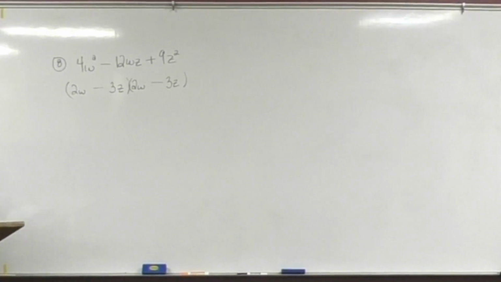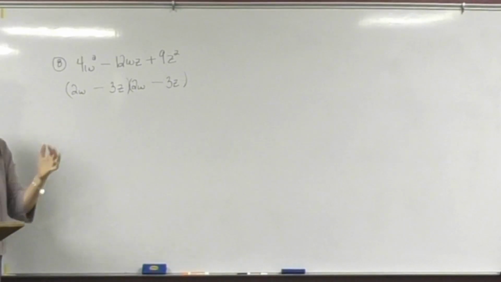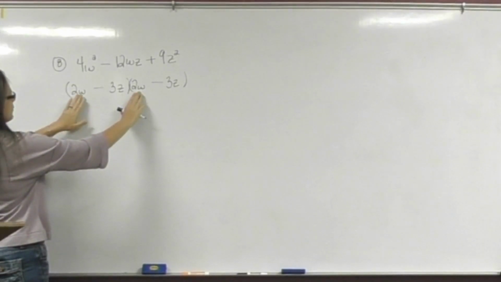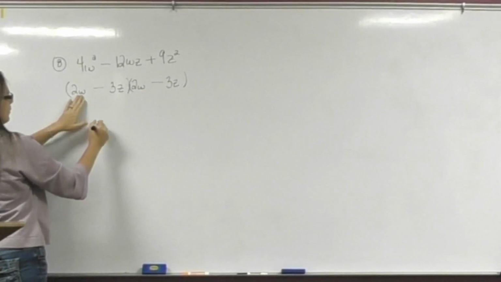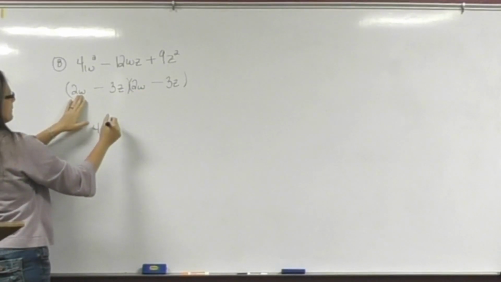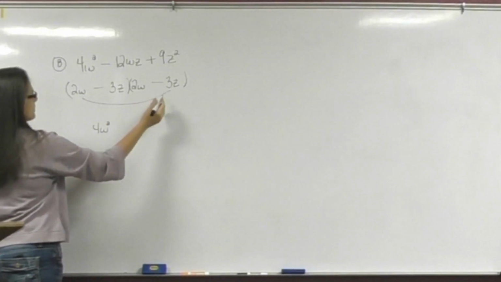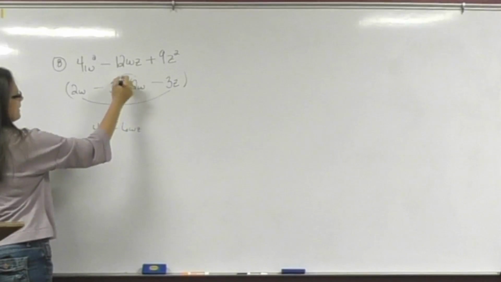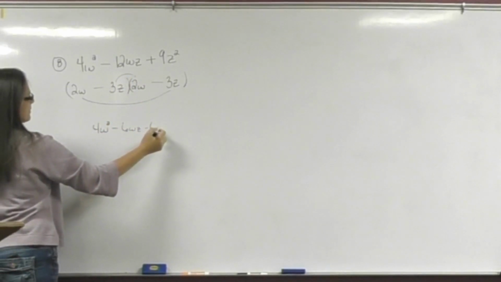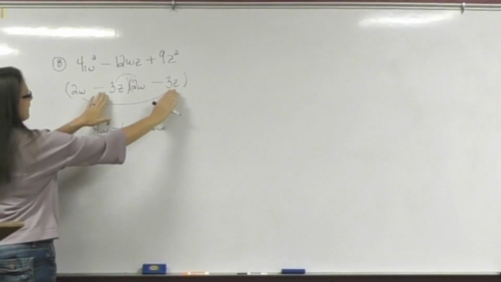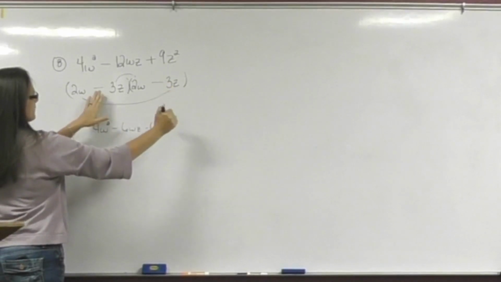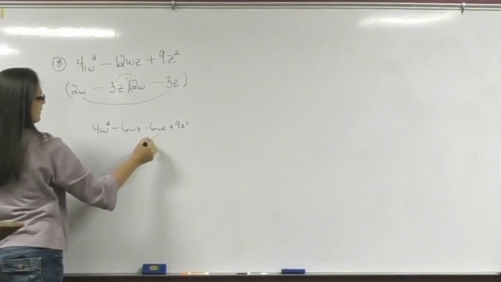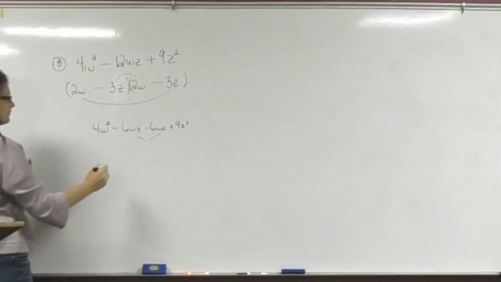So when we check this, we FOIL it. When I multiply my first two terms, 2w times 2w, I get 4w squared. Then when I do my outside terms, I get a negative 6wz. And when I do my inside terms, I get a negative 6wz. And then my last terms, a negative times a negative is a positive, I get a positive 9z squared. These two middle terms combine.